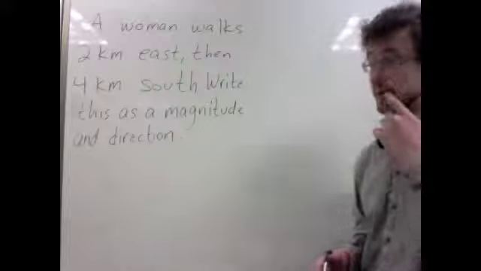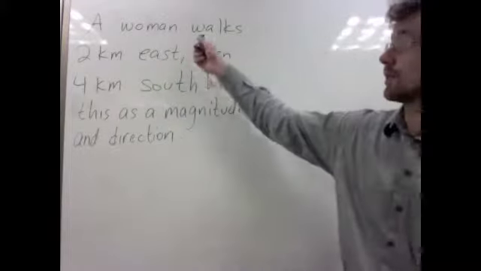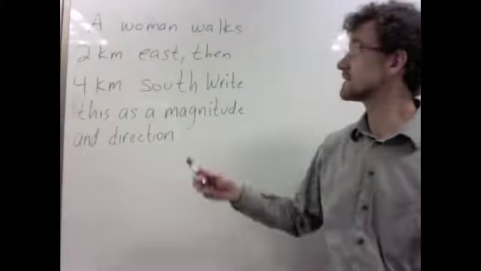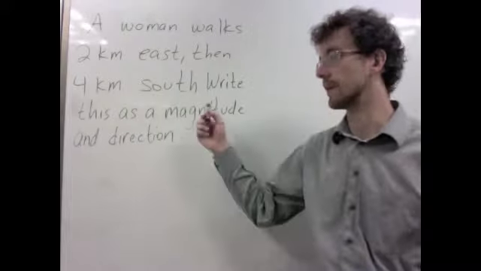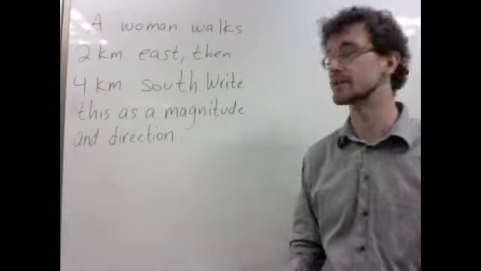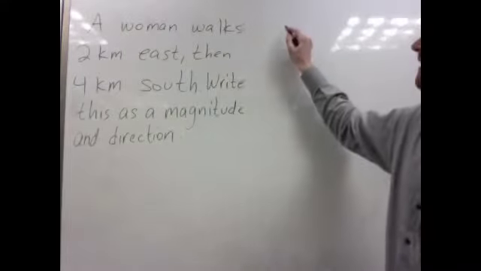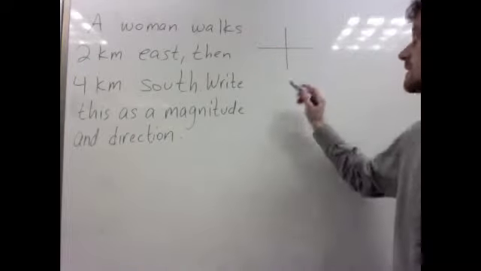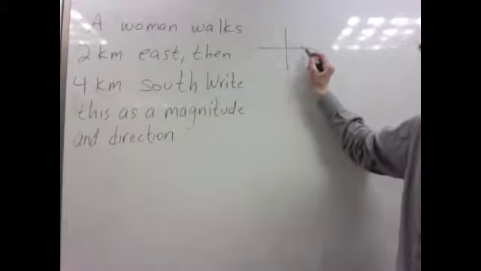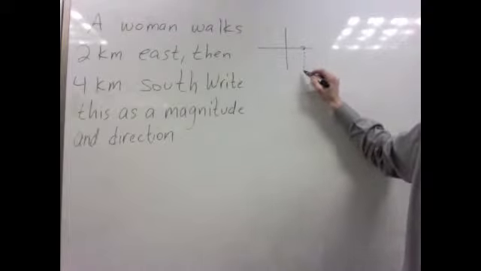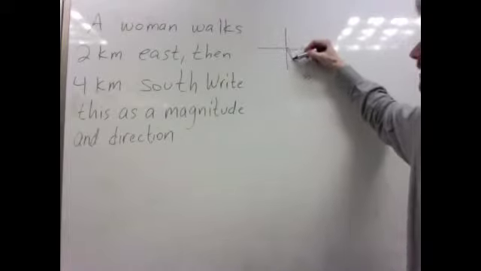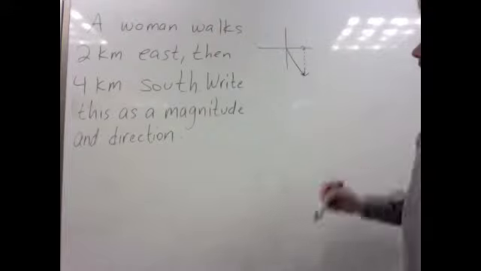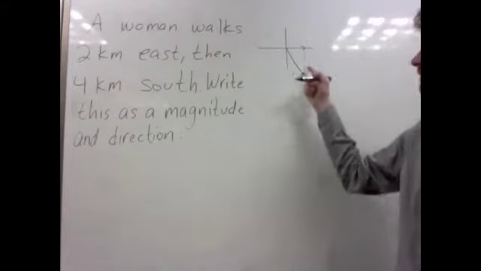This is a word problem going in the opposite direction. We have a woman, she walks 2 kilometers east, then 4 kilometers south. We want to write this as a magnitude and direction. It's always a good idea in physics to draw a picture. So if we draw our set of axes, she walks 2 kilometers to the east, 4 kilometers south. So her displacement vector looks like this.